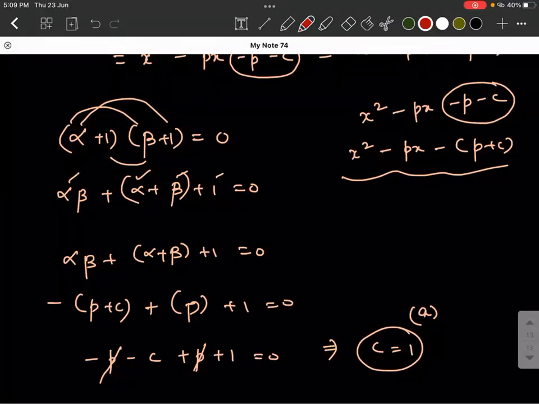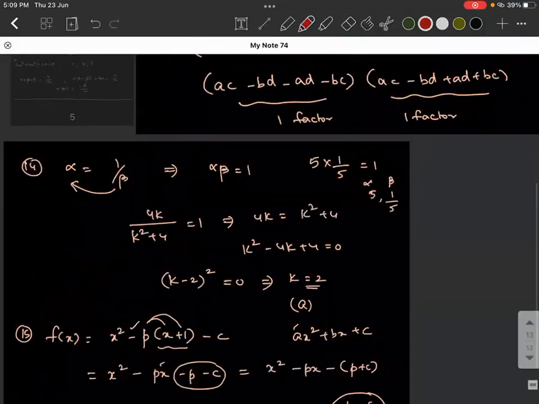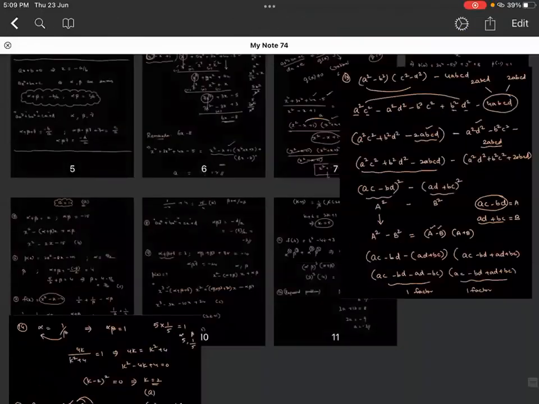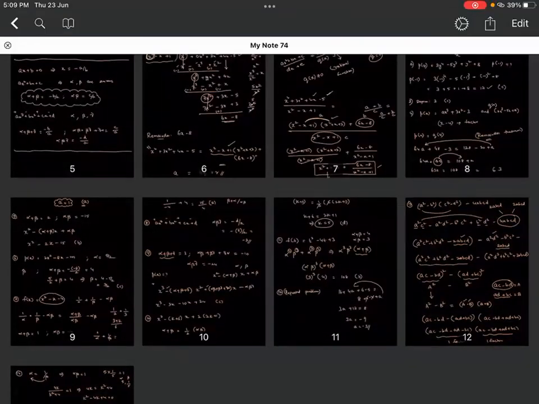16th one. The sum of the squares of zeros of the quadratic polynomial is 40. Then the value of k is. This is also a good problem. Is there anyone who's not able to follow?